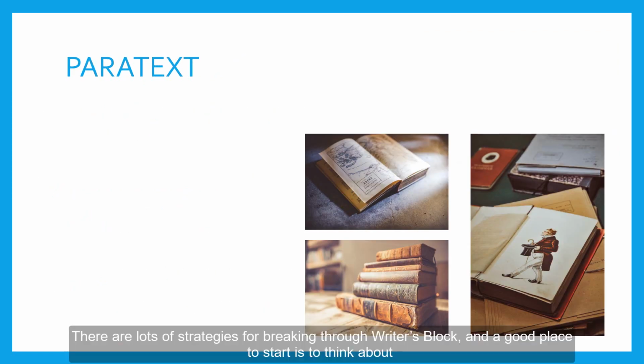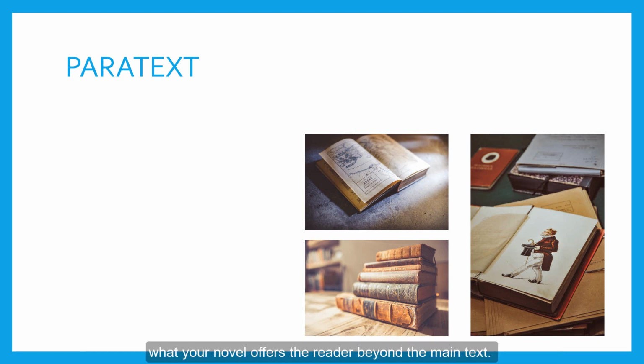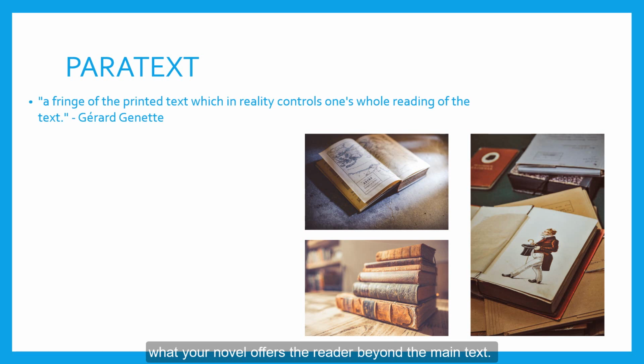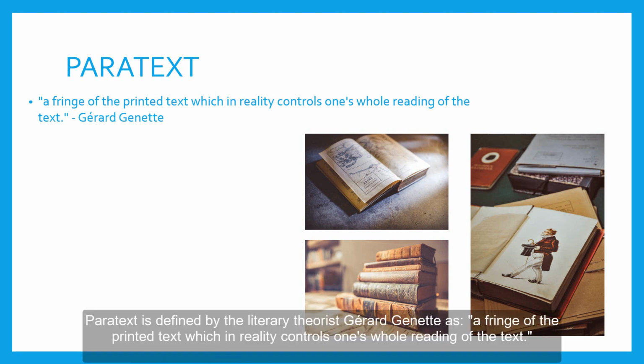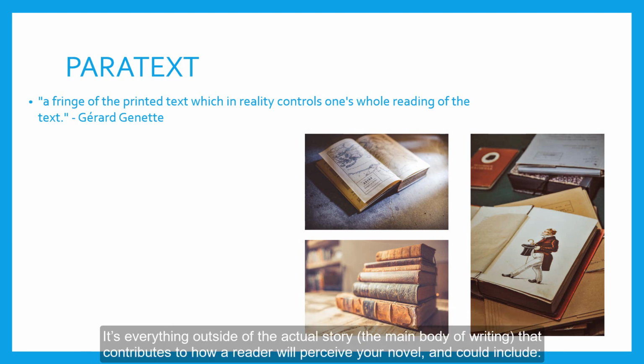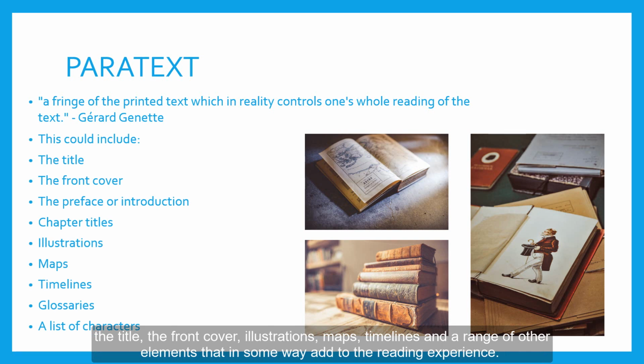There are lots of strategies for breaking through writer's block, and a good place to start is to think about what your novel offers the reader beyond the main text. Paratext is defined by the literary theorist Gérard Genette as a fringe of the printed text which in reality controls one's whole reading of the text. It's everything outside of the actual story, the main body of writing, that contributes to how a reader will perceive your novel and could include the title, the front cover, illustrations, maps, timelines, and a range of other elements that in some way add to the reading experience.